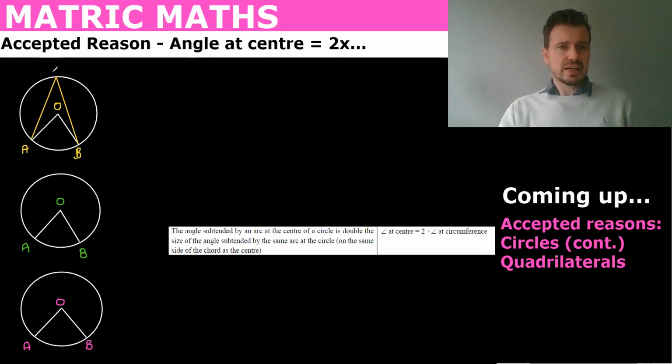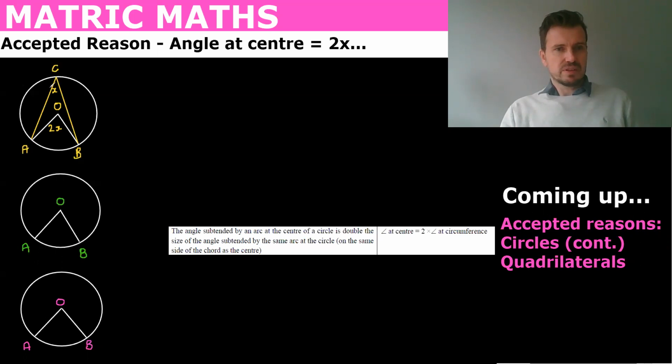Okay, so let's look at what we've got: the center of the circle O and the radii going to A and B. And then let's make this C. So what we've got is this common chord AB, making an angle at the center and then making an angle at the circumference. So what the proof says is angle at center equals 2 times angle at circumference. So what they mean is this angle here, 2x, is double x, the angle at circumference.